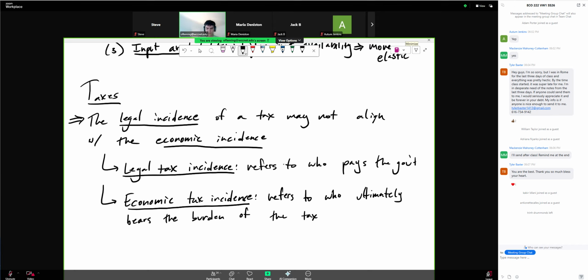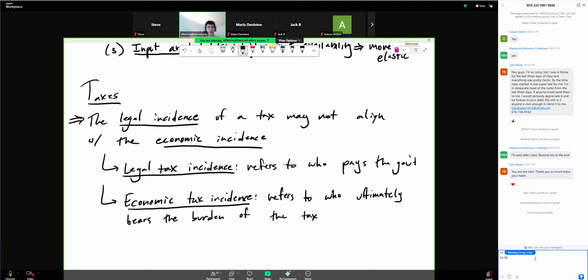Now, the best example I can give of this is suppose that the government puts a tax on cigarettes. Every time the gas station sells a carton of cigarettes, they have to send $2 to the government, just for example. The legal tax incidence is the gas station, because for every carton they sell, they pay the government. The economic tax incidence might be the consumer, because the gas station, in response to the tax, might raise the price and thereby pass the burden of that tax on to consumers. You see what I mean? So there's a difference between legal and economic tax incidence.